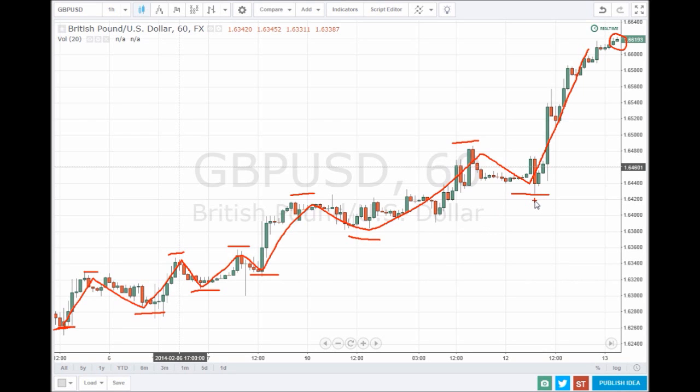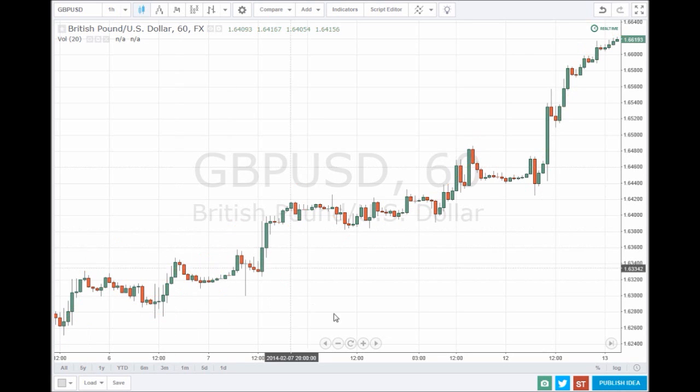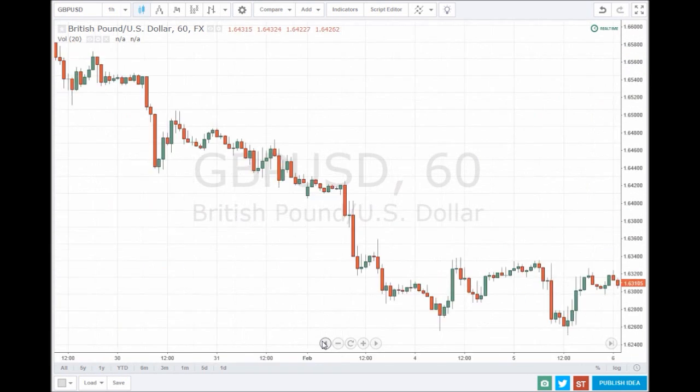As mentioned in the slides, the main characteristic of an uptrend is higher highs and higher lows. Here's our first low, here's our first high. Our second low is higher than our first low. Our second high is higher than our first high. Our next low is higher again. Our next high is higher again, and this continues. Hence we have an uptrend.